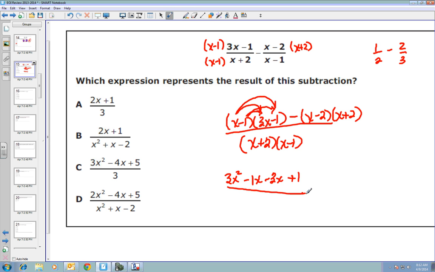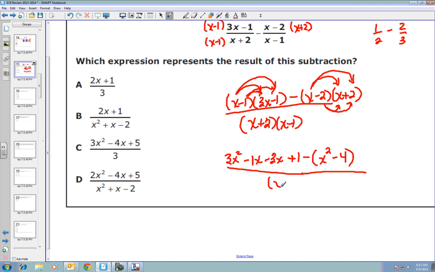Now we have to do the same thing for this part. So I'm going to have minus, and then in parentheses, because it's minus everything else I'm going to write down. When I FOIL this out, what happens to my middle terms? They're going to cancel out. So this top is going to be x squared minus what? 4. And if you need to show all those, but your two x's are going to cancel. Okay? So then, for right now, I'm just going to keep this as x plus 2 over x minus 1.